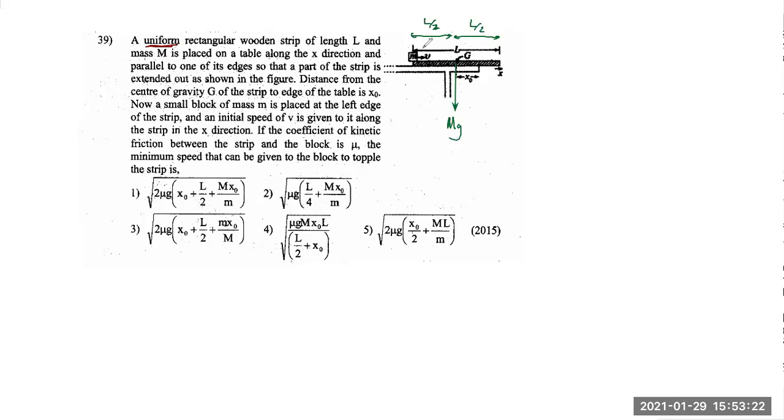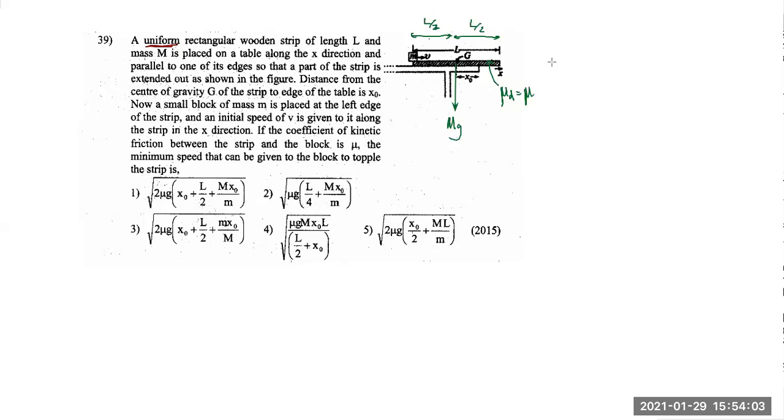Now a small block of mass M is placed at the left edge of the strip, and an initial velocity of V is given to it along the strip in the x direction. If the coefficient of kinetic friction between the strip and the block is mu, so there is friction involved here because they have given the kinetic friction. Mu d means the coefficient of dynamic friction or kinetic friction. The minimum speed that can be given to the block to topple the strip is. So we need to topple the strip. If the strip is toppled, something like this is going to happen.